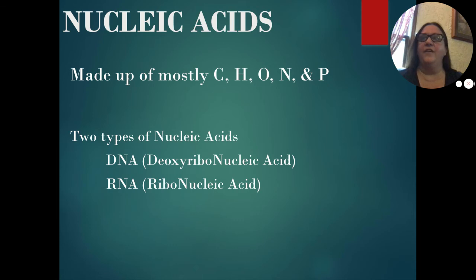Okay, and then our final group of macromolecules are the nucleic acids. These are made up mostly of carbon, hydrogen, oxygen, nitrogen, and now we get the P in the CHOMP, the phosphorus. Okay. There are two major kinds of nucleic acids, DNA and RNA. DNA stands for deoxyribonucleic acid, and RNA stands for ribonucleic acid. You've probably heard of these before.